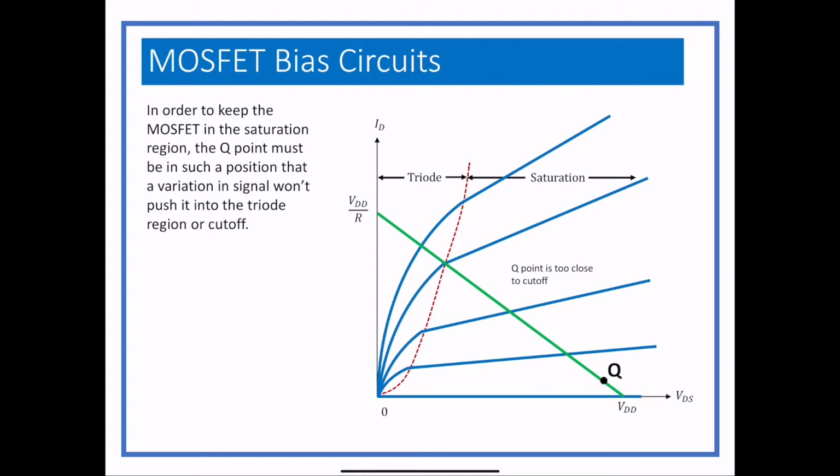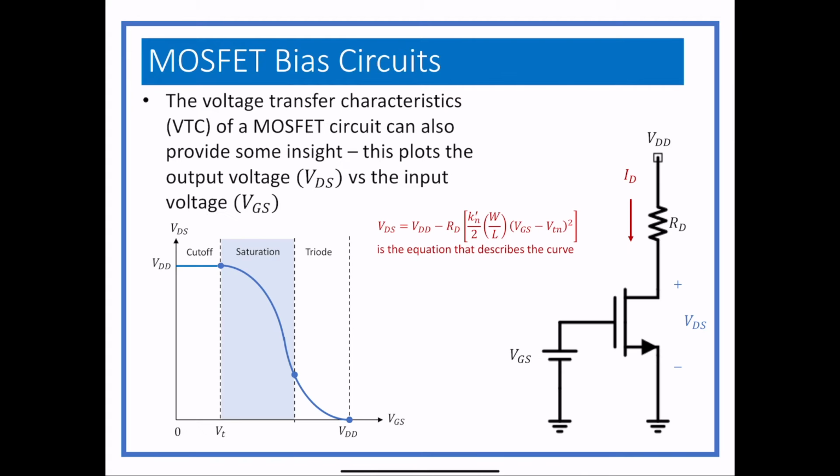We can also look at the voltage transfer characteristics, and this is just plotting VDS and VGS together. And this is a different way of looking at where cutoff, saturation, and the triode region are. So you will never have to use that equation up there in red, that just tells you how that curve came to be. So it's not a random curve, it's actually a mathematical relationship.